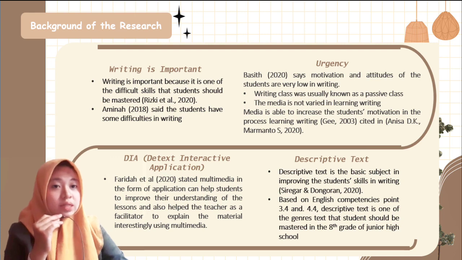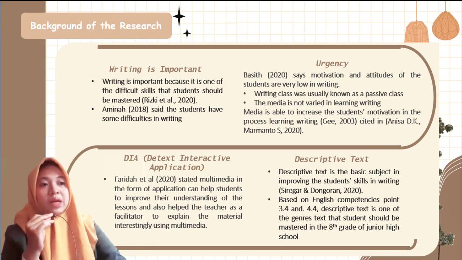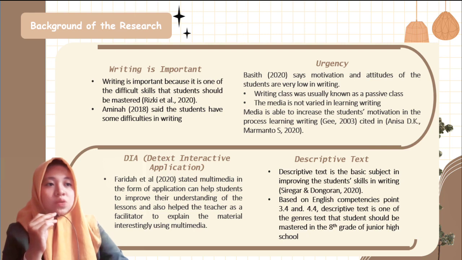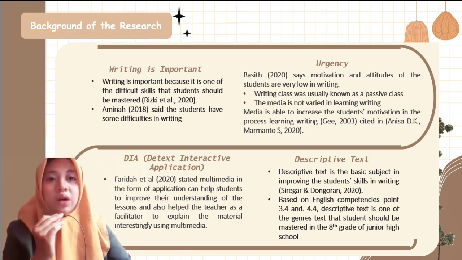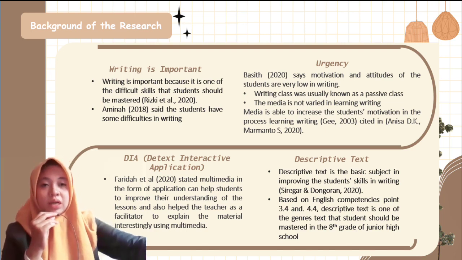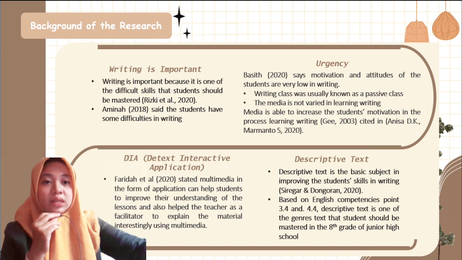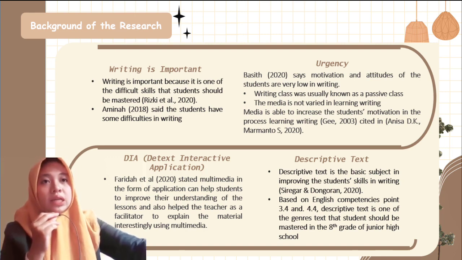And then the last one is the descriptive text. The descriptive text is the basic subject in improving the students' skill in writing. And then the next one, based on English competency points 3.4 and 4.4, descriptive text is one of the genres that students should master in 8th grade of junior high school. Therefore, based on the background, the researcher aims to develop the media, namely DIA, the text interactive application, in learning writing descriptive text. Okay, next, let's go to the next one.